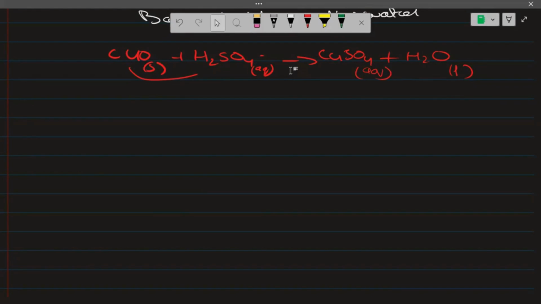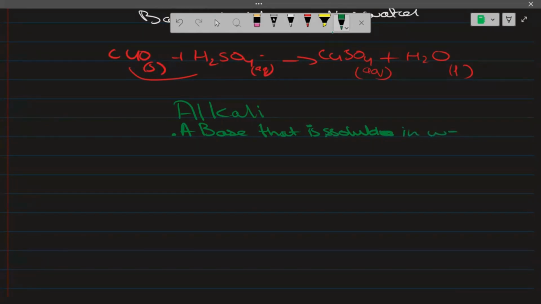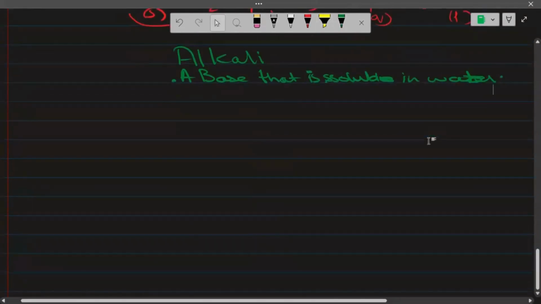Okay, so what is an alkali? An alkali is a base that is soluble in water. Now let's start with alkali. What is an alkali? A base that is soluble in water.